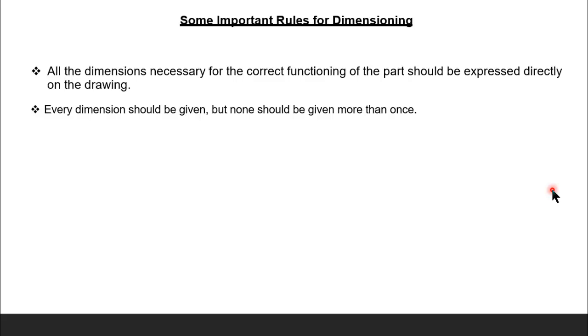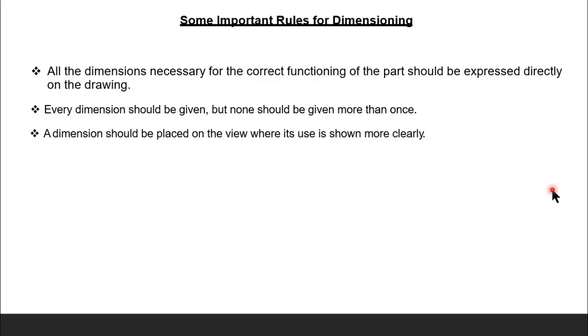Whatever dimension is given is important, but for the same edge, for the same area, we should not give multiple dimensioning or multiple information. That is what we should follow. One time information should be given. One dimension is enough. Next, a dimension should be placed on the view where its use is shown more clearly.